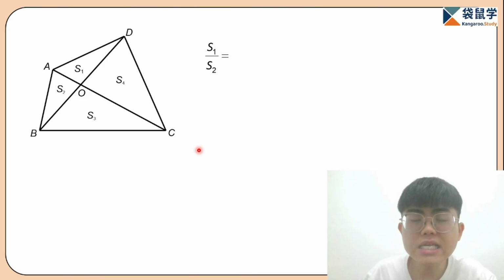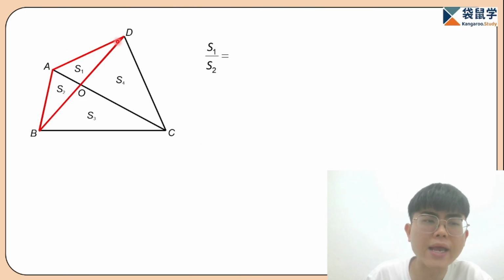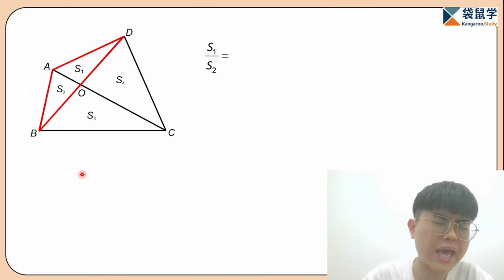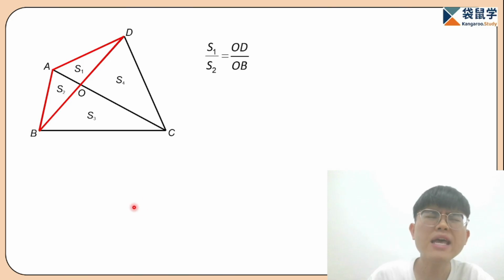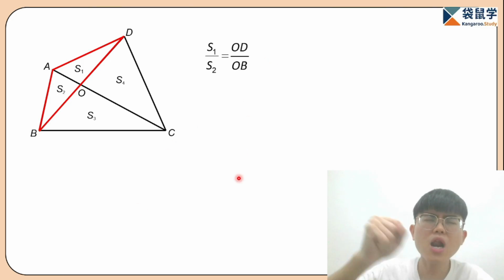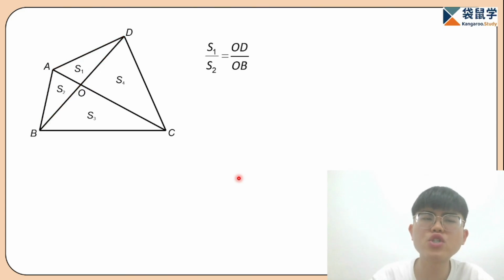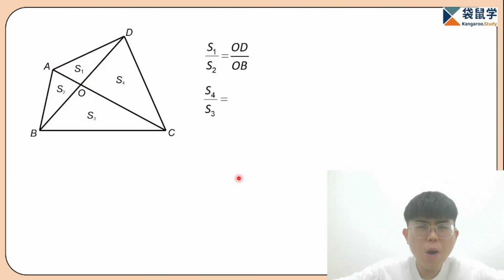We can see that this is actually the equal height model. So we say that the area ratio will be the base ratio. And you can see that for S1 and S2, the bases will be DO and OB. So we say that S1 to S2 will be OD over OB. Now, how about the area ratio of S3 and S4? What would it be?